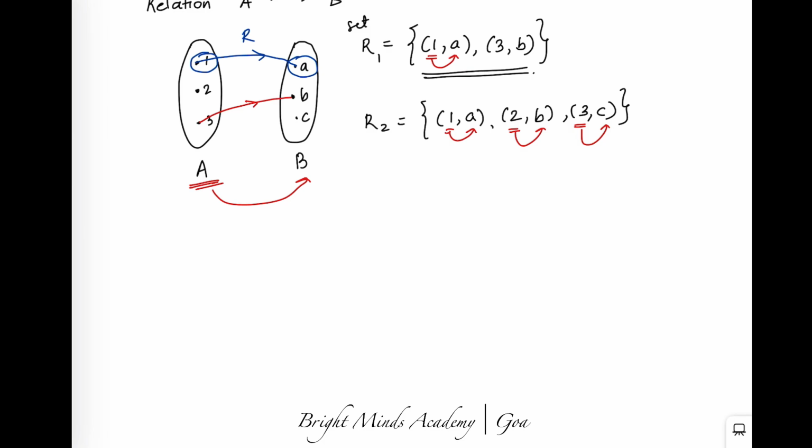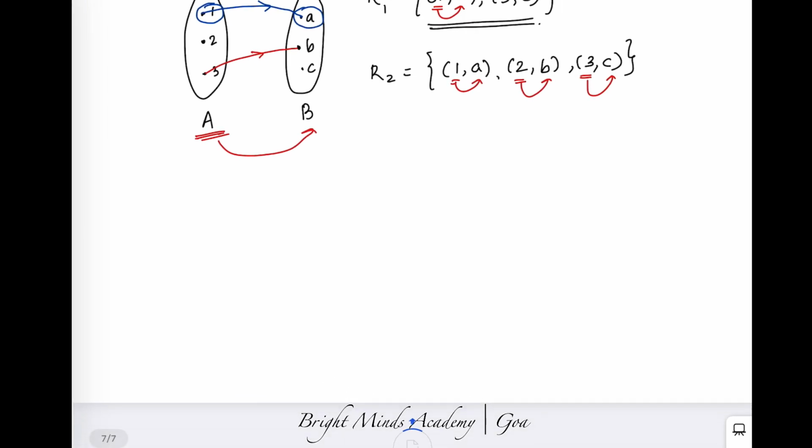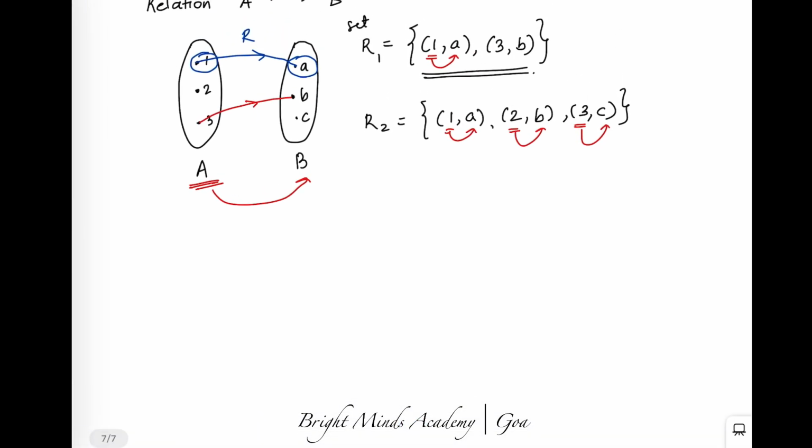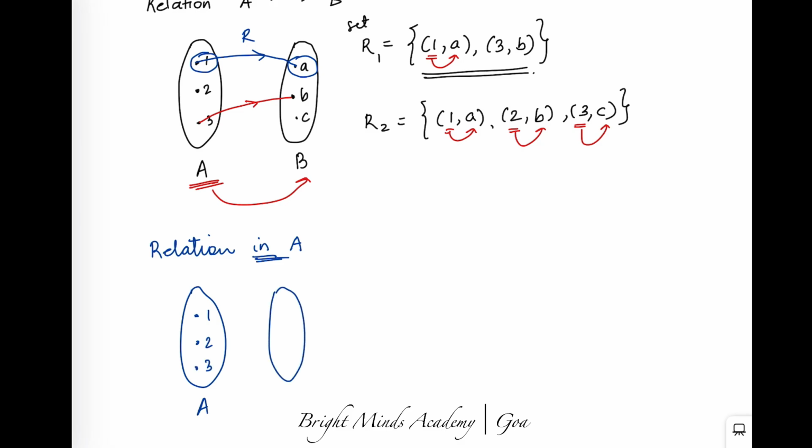Now the type of relations that we're going to focus on in this particular chapter are relations in A. Now what do I mean when I say relations in A? When I say relations in A, that means I have a set A which is, for example, 1, 2 and 3, and I take the same set again, which is the same set A. So I have again 1, 2 and 3, and now I'm relating an element from set A to set A. So this relation R is from set A to set A. That's why it's called a relation in A.